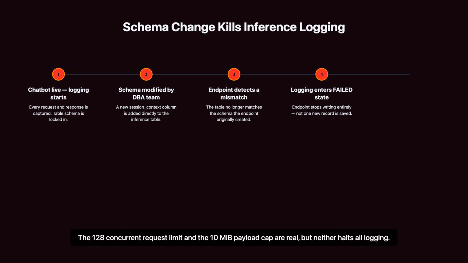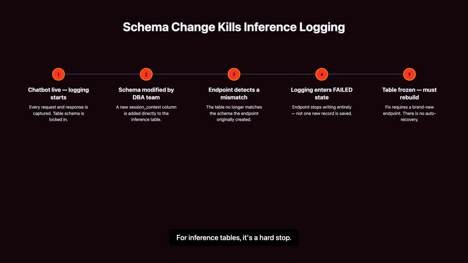The 128 concurrent request limit and the 10 MB payload cap are real, but neither halts all logging. And sampling_fraction doesn't auto-reset after 60 days. The trap here is assuming a schema change is just additive. For inference tables, it's a hard stop.